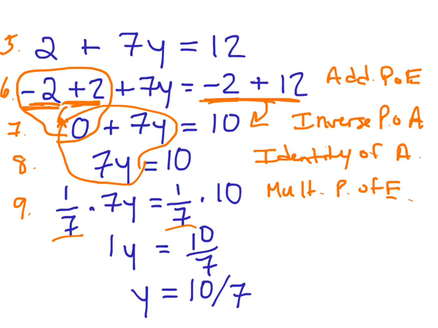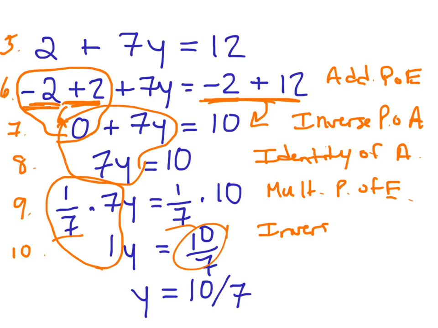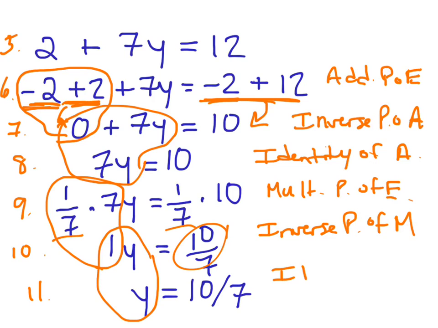And then from step 9 to step 10, two changes on the right. This is just a multiplication problem, so we'll ignore that. But on the left, we have 1/7 times 7 equals 1, and that's the inverse property. Inverse property, and this time for multiplication. And then finally from step 10 to step 11, the change is that 1y is y, and that's the identity of multiplication.